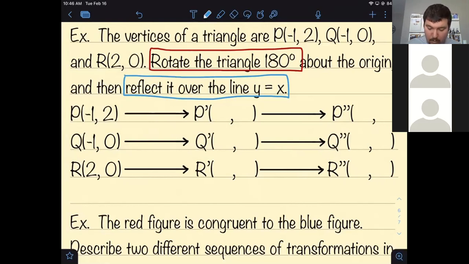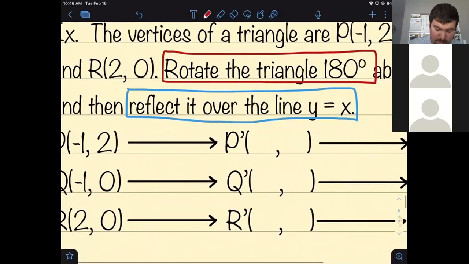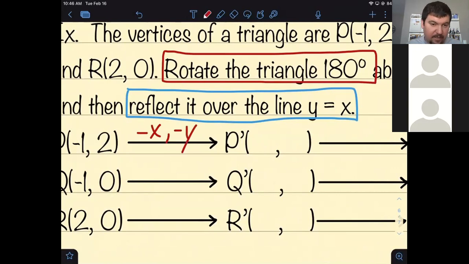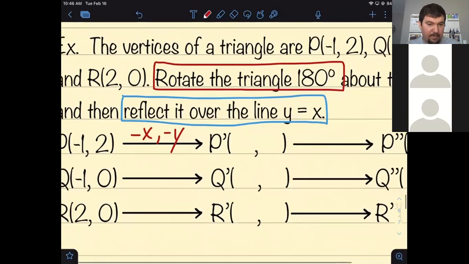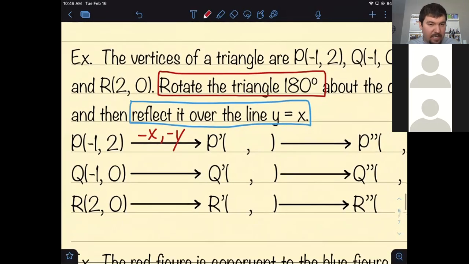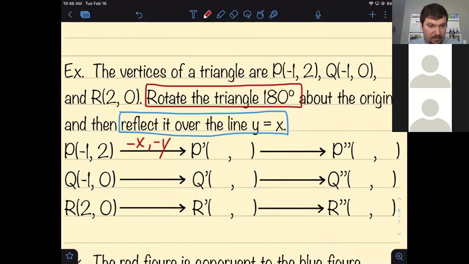So when I rotate 180 degrees, that doesn't flip anything, but it does make them both negative, or at least it takes the opposite of both, is maybe what I should say, right? So I'm not going to flip. When I rotate 180 degrees around the origin, this -1, 2 is now going to become 1, -2. -1, 0 is going to become 1, 0 because I can't take the opposite of 0. It's just going to stay. And 2, 0 is going to become -2, 0.